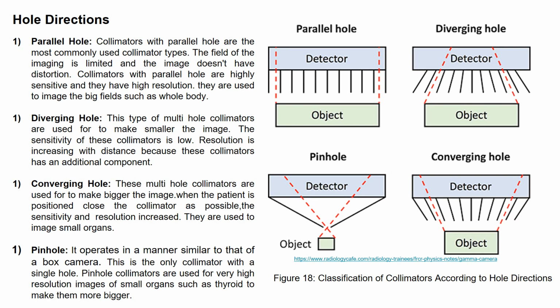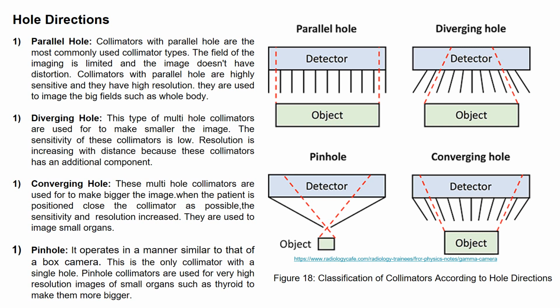Collimators with parallel hole are the most used collimator types. The field of imaging is limited and the image doesn't have distortion. Collimators with parallel hole are highly sensitive and they have high resolution. They are used to image a big field compared to other collimators, such as whole body.